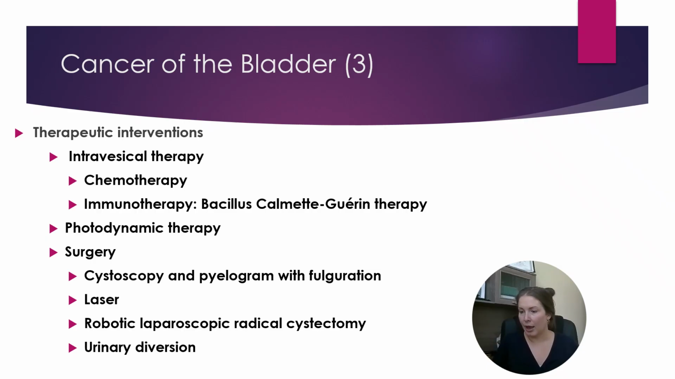We have surgery. The cystoscopy with fulguration is where we go in and burn off the superficial tumors with an electric current. The laser therapy can help vaporize or remove superficial tumors. The robotic laparoscopic radical cystectomy is the removal of the bladder, and if needed, any nearby organs, depending on the spread.